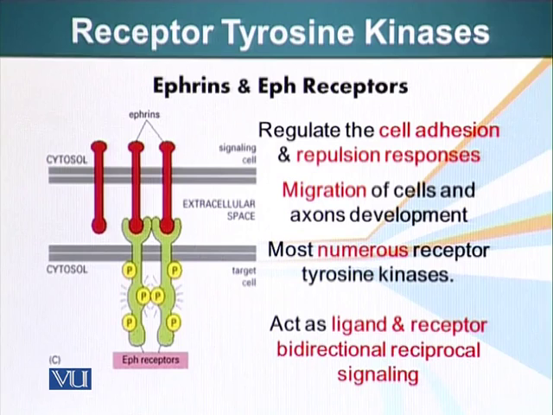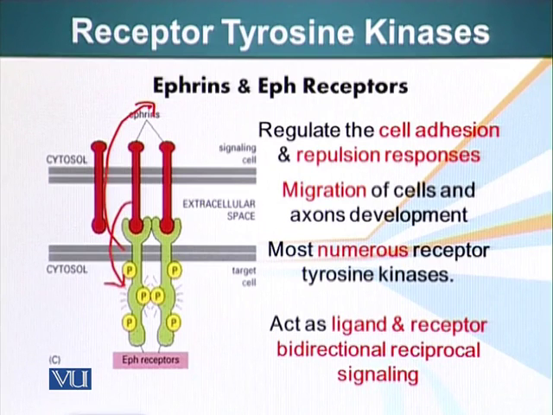Another type of receptor which is included in this category is ephrin receptor. Ephrin receptors, they regulate cell adhesion and repulsion responses, migration of the cells, and also axon development. These are the most numerous receptor tyrosine kinases. There's also a special thing about these receptors. There's receptor and ligand, both of them are present embedded in the plasma membrane, and just as ephrins signal the receptor, the receptor also gives a signal to the ligand. So it is bidirectional reciprocal signaling.